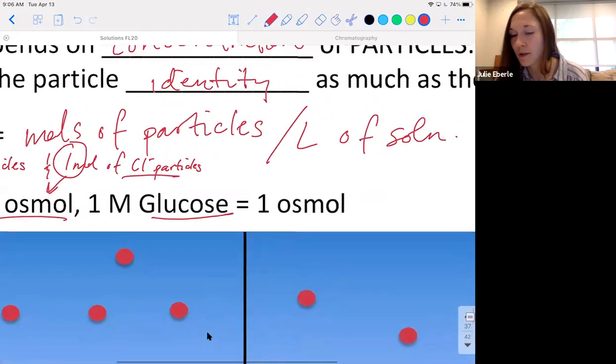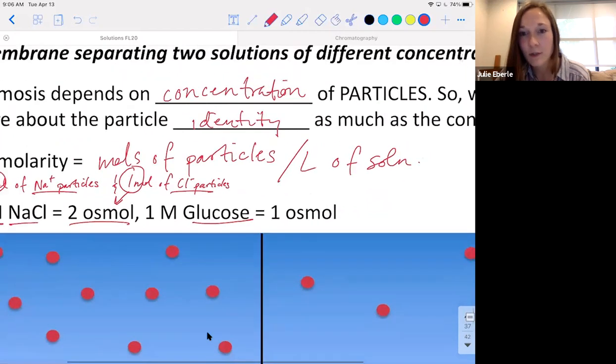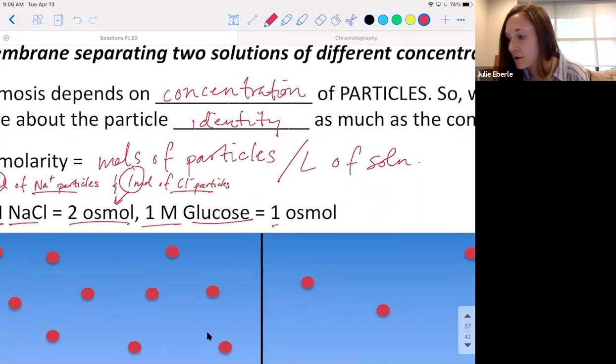Okay, what about glucose though? Glucose is different because glucose doesn't dissolve into ions. We actually already identified that with the strong, weak, non-electrolyte thing. So because of that, if I just have 1 molar glucose, I just have 1 osmol of particles, okay? Because it doesn't dissolve, it doesn't break down into any ions.